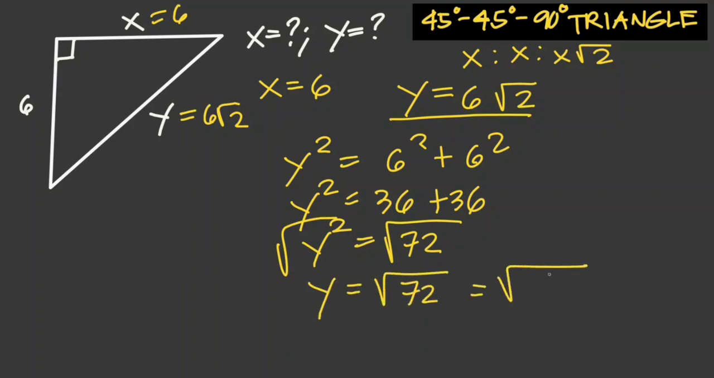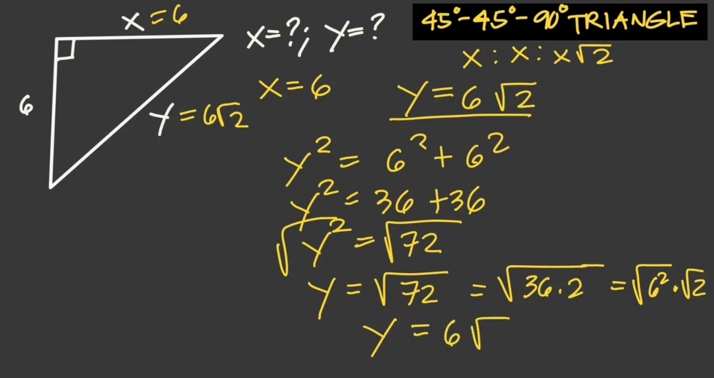And then we can write 72 as 36 times 2. And then we can write 36 as 6 squared, so we get 6 times square root of 2. Therefore, y is just equal to 6 square root of 2. So our hypotenuse is equal to 6 square root of 2.